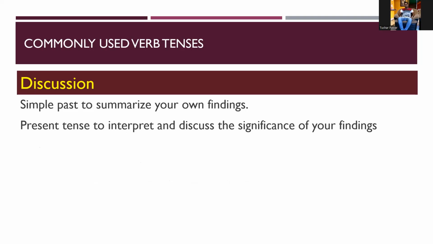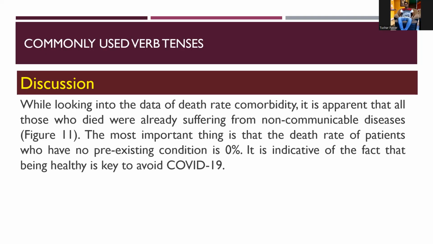Discussion. Simple past to summarize your own findings, and present tense to interpret and discuss the significance of your finding. Okay, in discussion, you are summarizing your own findings, you are refuting them with the proper research done earlier. So there also simple past will come. And along with it, you are also giving your own opinions, where you will be using present tense.